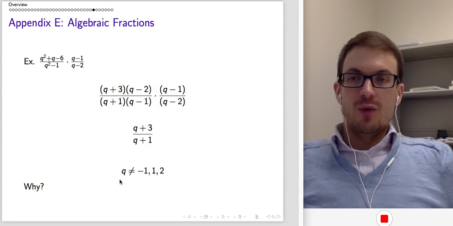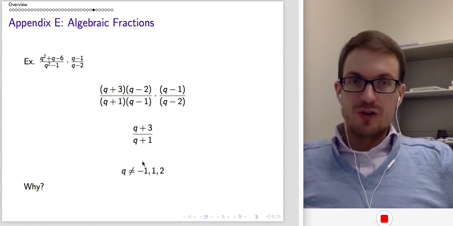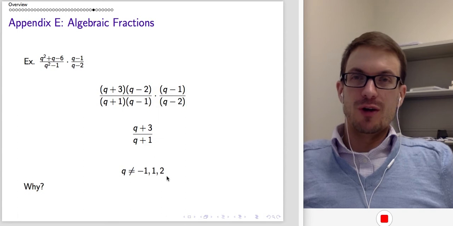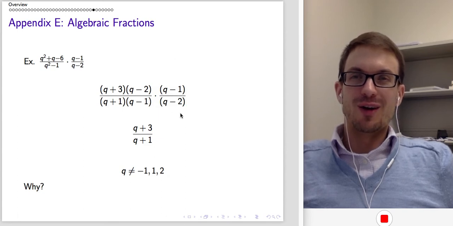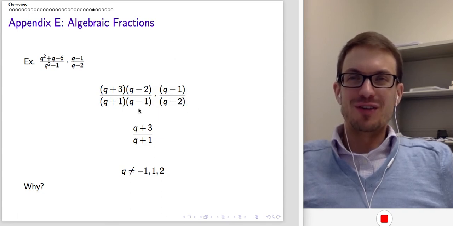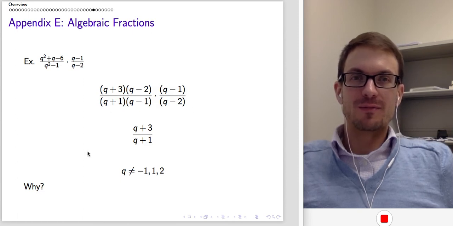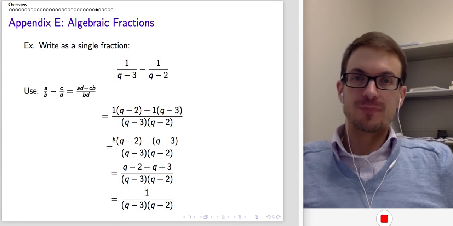And then I say, well, this works as long as q is not equal to minus 1, 1, or 2. Why? Well, those are all the values of q that would make the denominator 0 in our original product. So those are the restrictions on q.